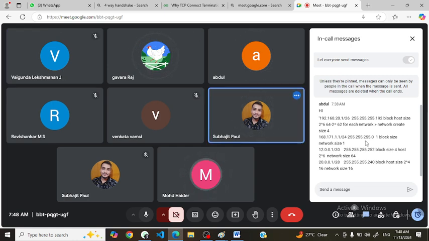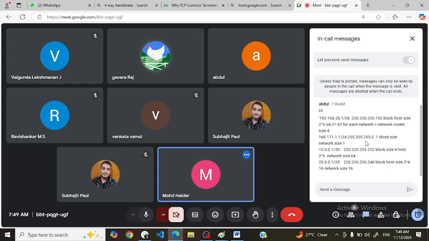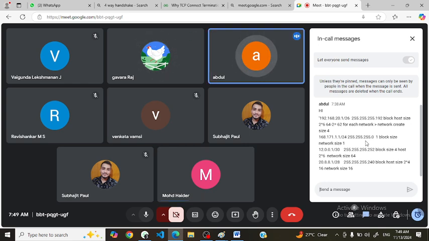Abdul, what will be the answer for the last one, slash 28? So 28 minus 16, which is 8. 2 to the power of 8 is the network bits, and the rest, 2 to the power of 24, is for the host bits. You can minus 2, if I'm right. Because we are looking at class A, right?